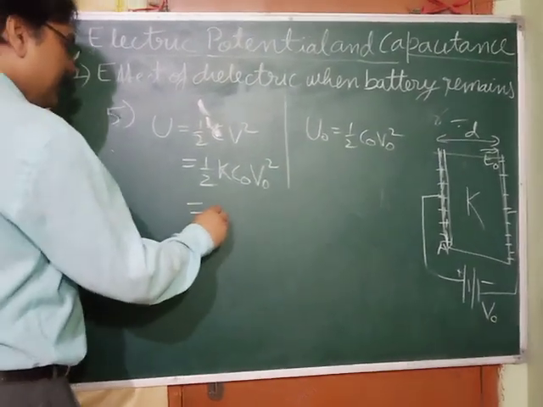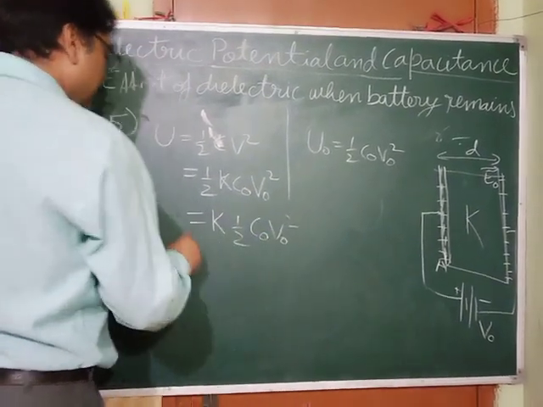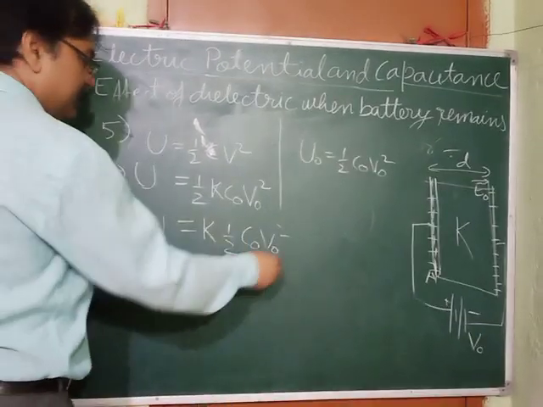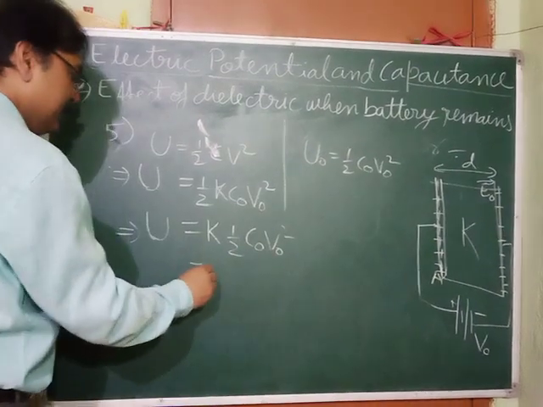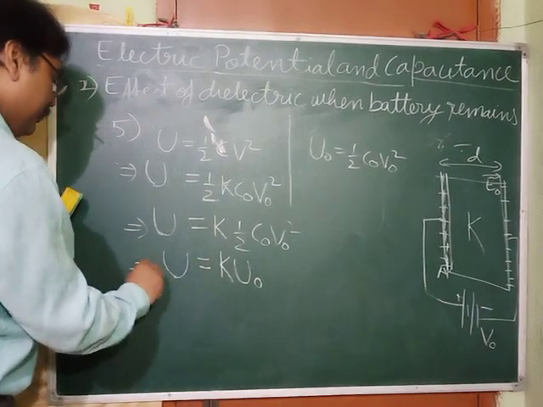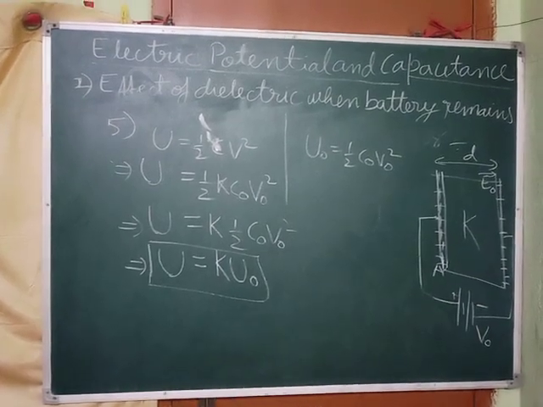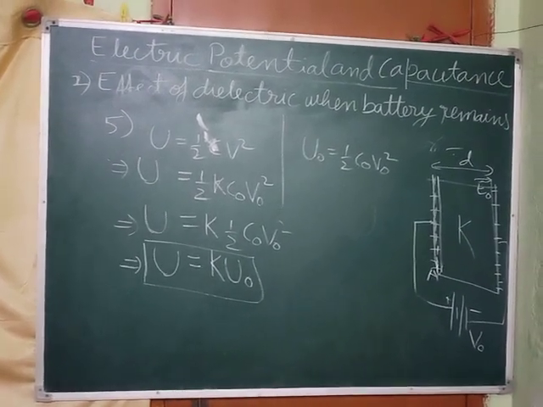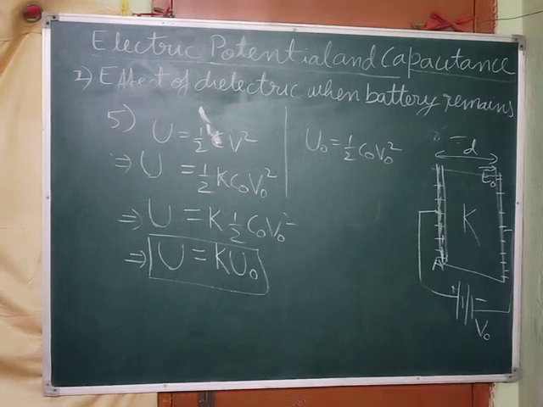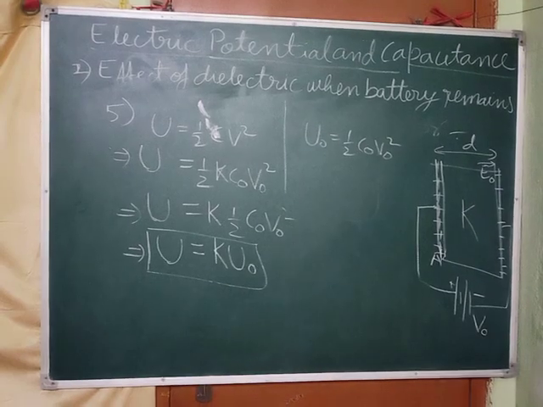So what can we write from here? Can we take this K out? We will have half C naught V naught square. Now just tell me, what is this half C naught V naught square? It is the same. So can we write it K U naught? That means the potential energy will change by K times. The potential energy will increase by K times, or it becomes K times. Potential energy becomes K times, or dielectric constant times. Understood? Note it down.